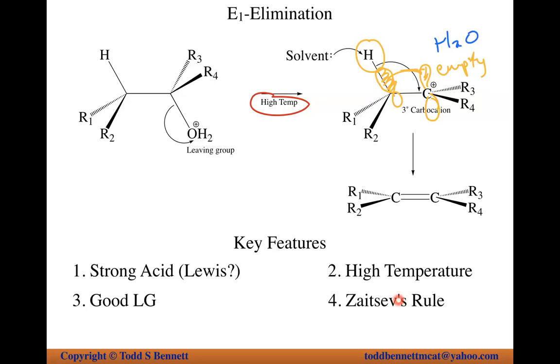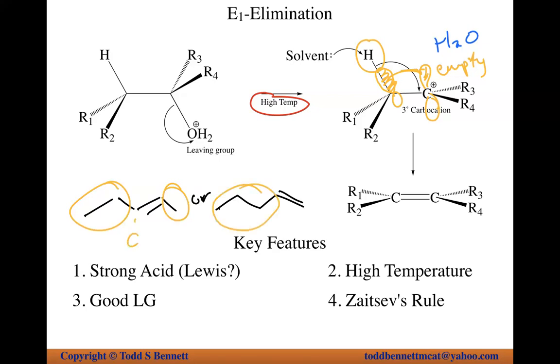Zaitsev's rule says the double bond that is most apt to form, most likely to form, is one that is most substituted. So just like before, when we had the possibility of this or this, one has 2 R groups on the double bond. This one only has 1. So this is di-substituted. This is mono-substituted. So according to Zaitsev's rule, that is your major product. You want to form that one.